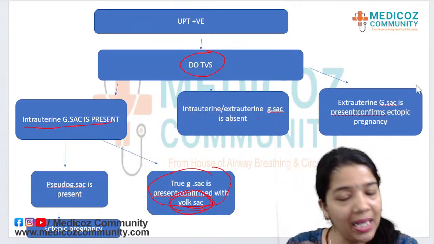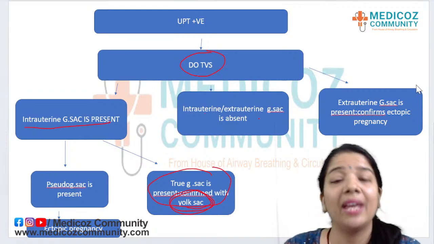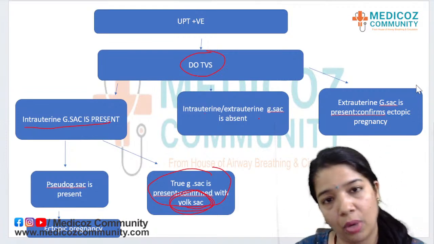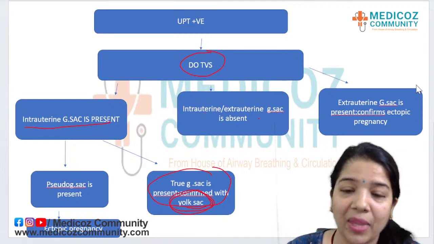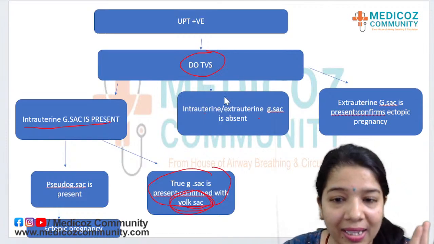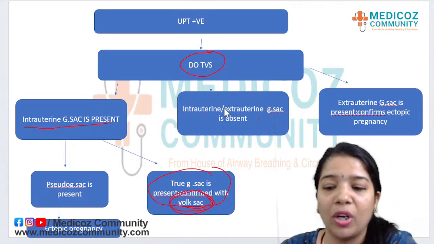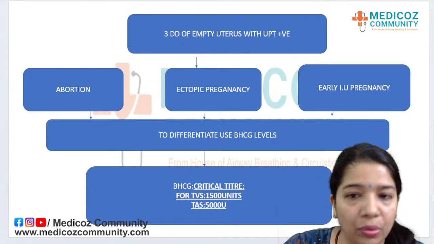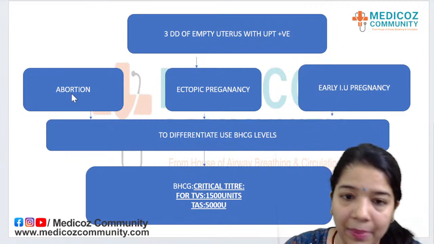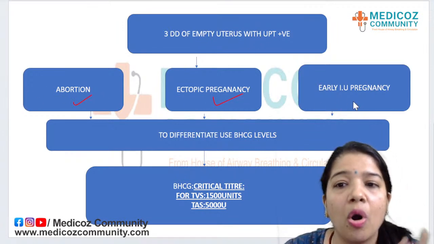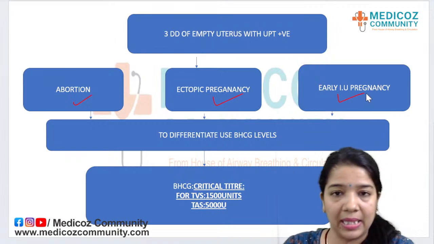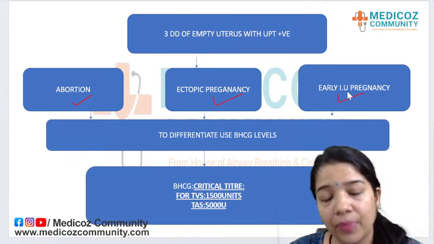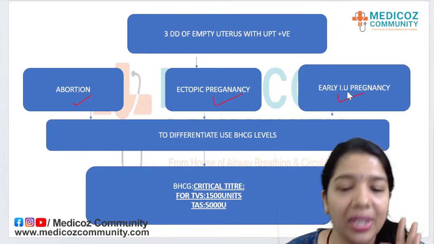अब इफ समथिंग इज सीन इन द यूट्रस, यू आर श्योर व्हाट टू डू. इफ समथिंग इज सीन आउटसाइड द यूट्रस, यू आर श्योर व्हाट टू डू. बट इफ नथिंग इज सीन, if the scan is showing you nothing but the UPT is positive, then what you will do? That is the trick over here. Okay, so there are 3 differential diagnoses of an empty uterus. Okay, first it can be abortion, it can be ectopic, or it can be early intrauterine pregnancy. Remember, when you are seeing nothing on the scan, these are the 3 differential diagnoses.